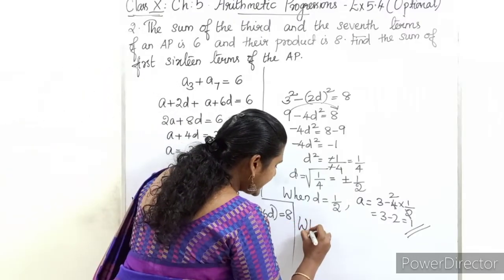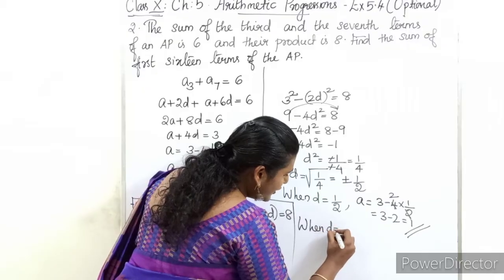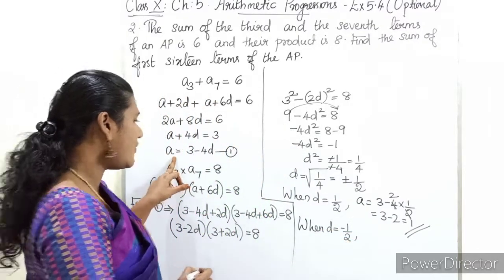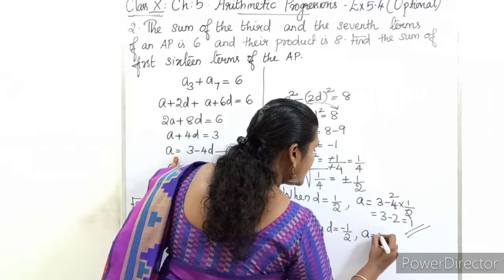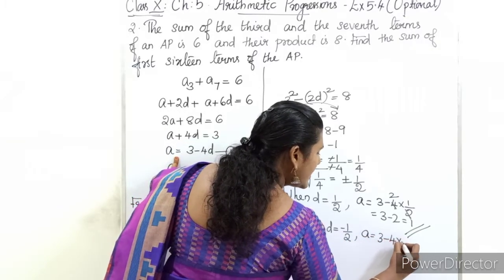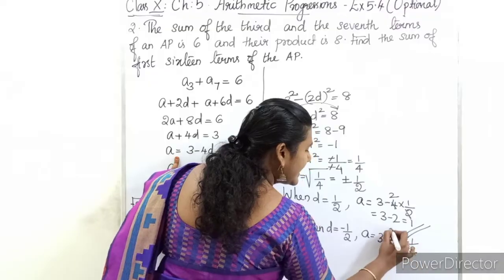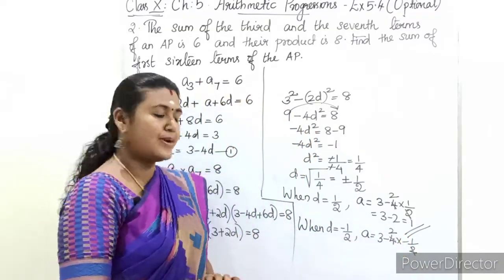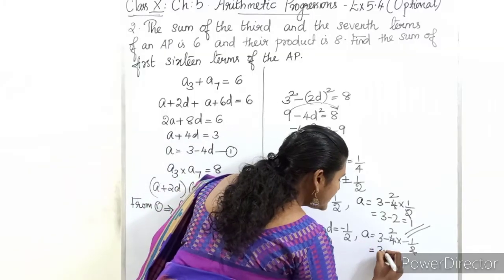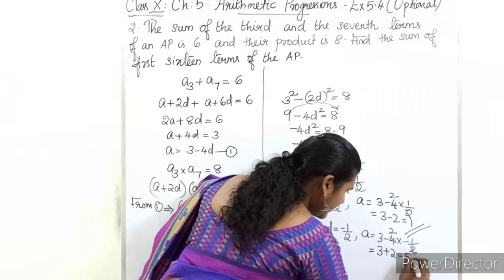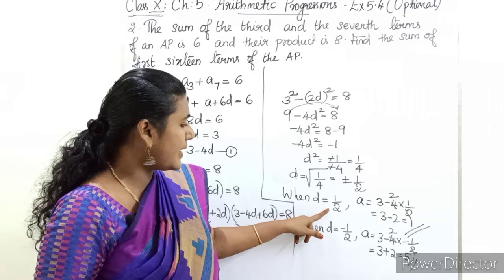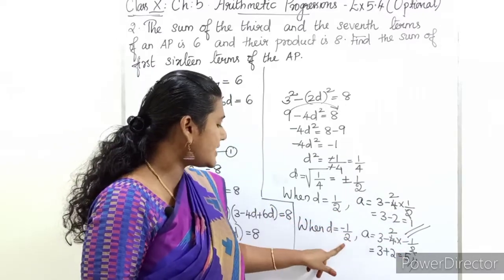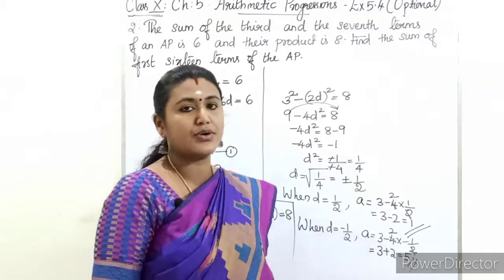Similarly, we will take the next value, when D is equal to minus 1 by 2. In that case also we will find out the value of A. So A is equal to 3 minus 4 into minus 1 by 2. We can cancel these two. So minus 2 into minus 1 is plus 2. So 3 plus 2 is equal to 5. So when D is equal to 1 by 2, the value of A is equal to 1. When D is equal to minus 1 by 2, the value of A is equal to 5.